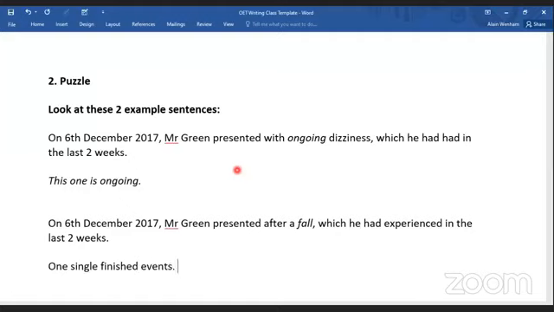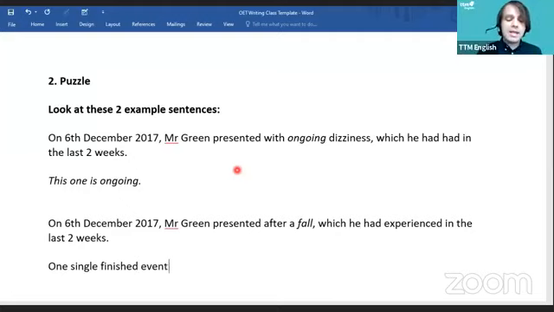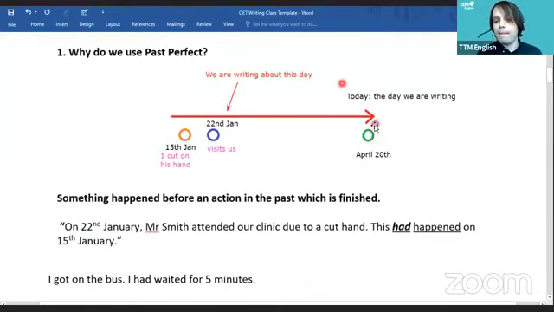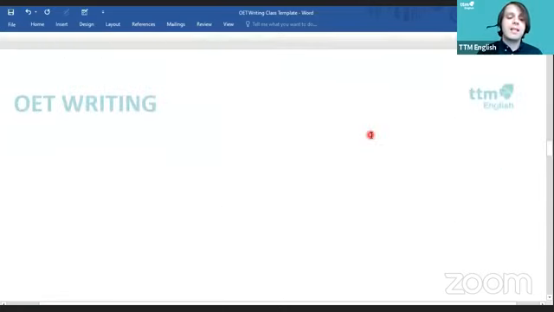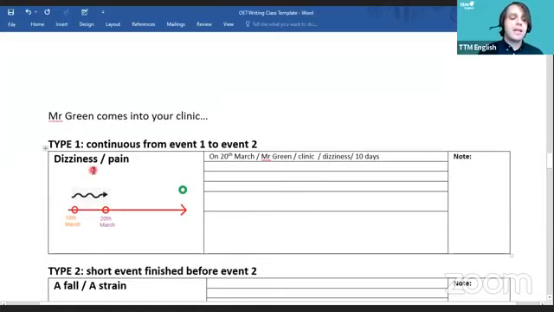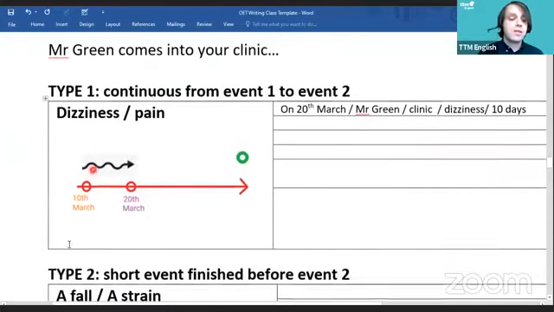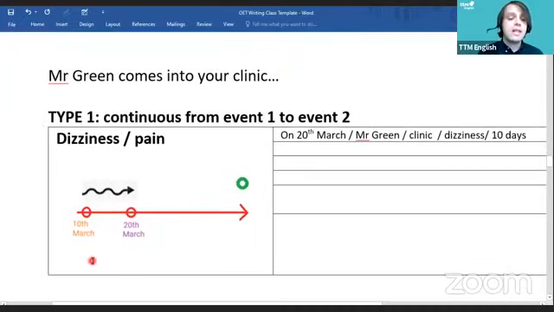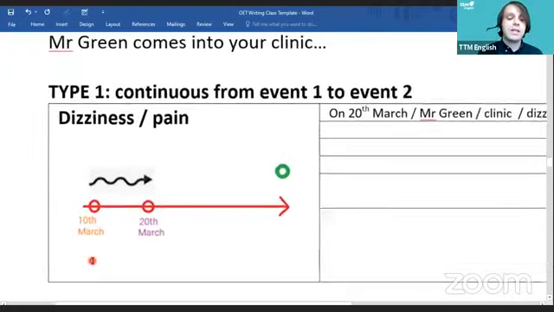But let's be clear about what that means in past perfect. Because remember, we're here. So let's look at these. I've got some more diagrams here. Here we have a diagram that we can think about, dizziness or pain, like the last example, right? So you can see the dates. Let's just quickly look at these dates here, guys.